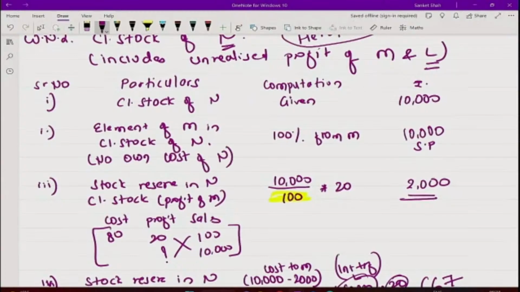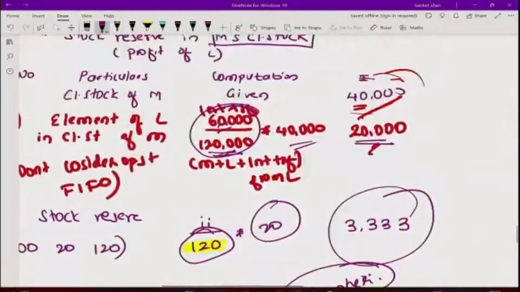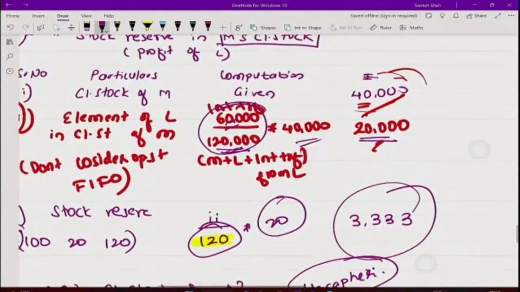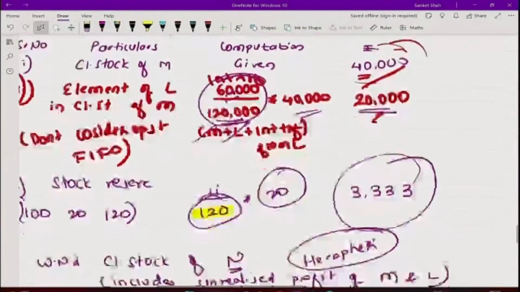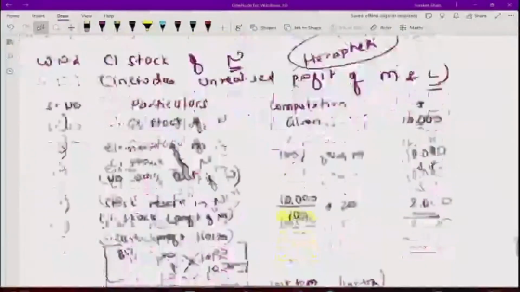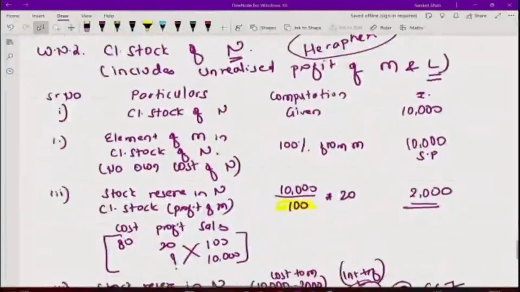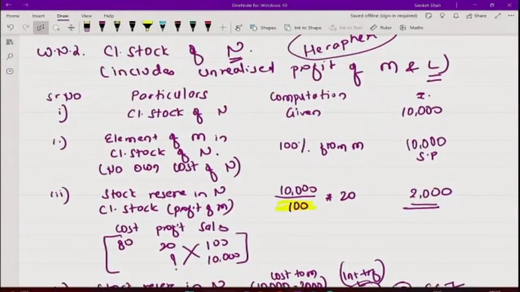Therefore, 100% they got from M. In this, there is own cost. Material and labor is own cost, and internal transfer is 60,000. But there is no material and labor in N cost. M के cost में material labor भी था.